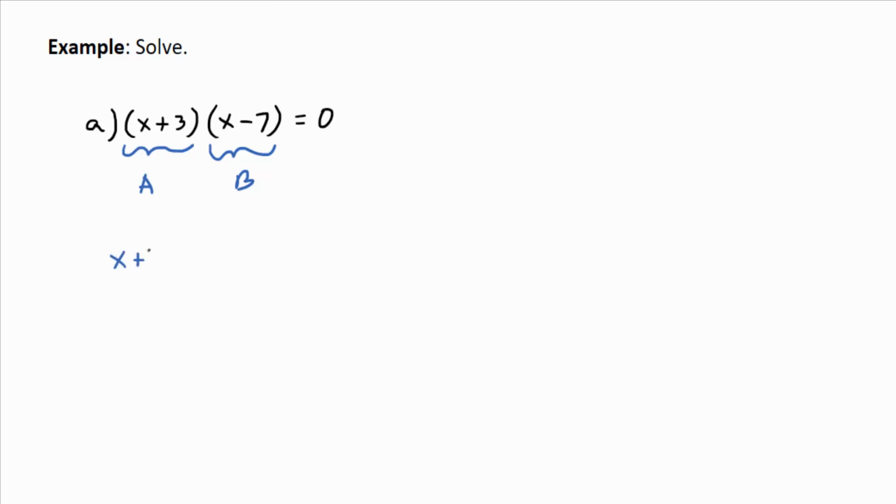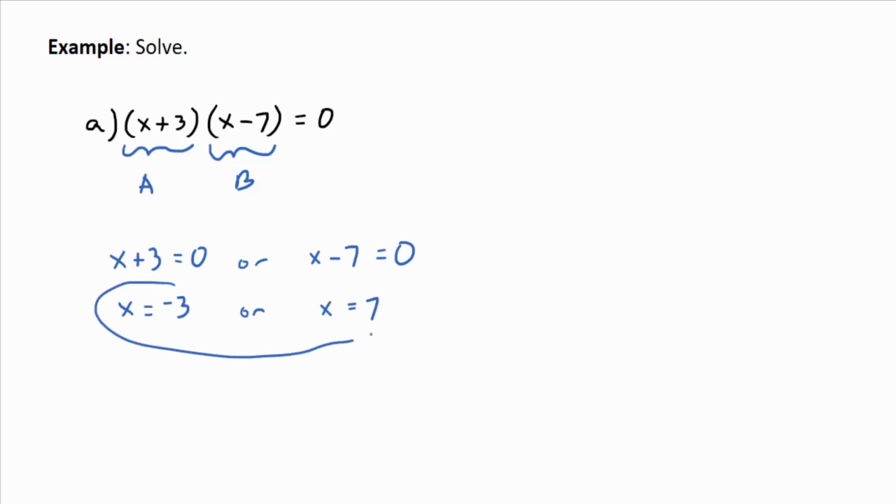So the idea is to set x plus 3 equal to 0. So either x plus 3 equals 0, either A equals 0, or x minus 7, B, equals 0. And those are both linear equations. You know how to solve both of those individually, right? So if x plus 3 equals 0, what does x equal? Subtract 3 from both sides, x equals negative 3. If x minus 7 equals 0, what does x equal? Add 7 to both sides. Here are your two solutions.